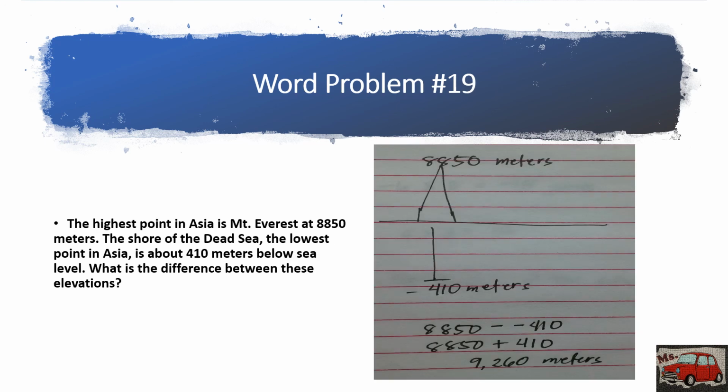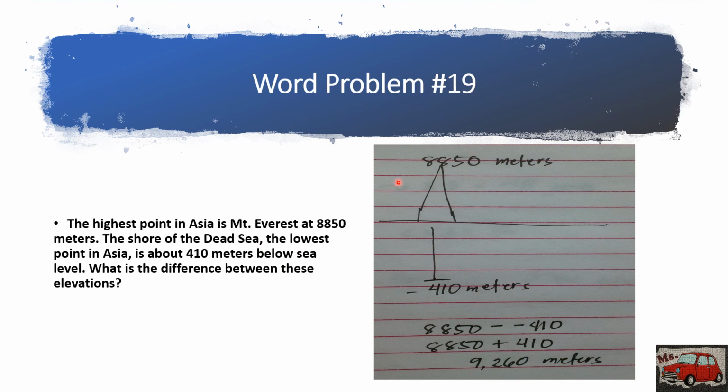The highest point in Asia is Mount Everest at 8,850 meters. The shore of the Dead Sea, the lowest point in Asia, is about 410 meters below sea level. What is the difference between these elevations? Okay, so again, we're asking for the difference between the highest point and the lowest point.